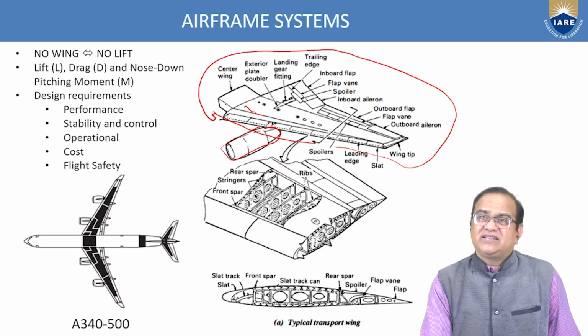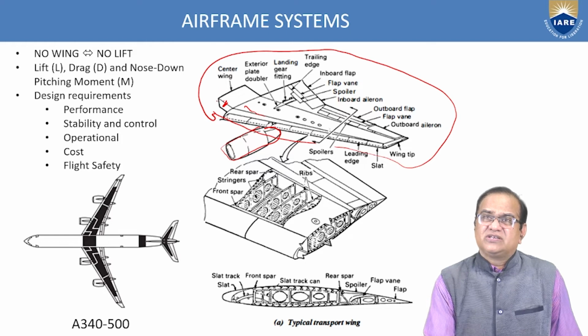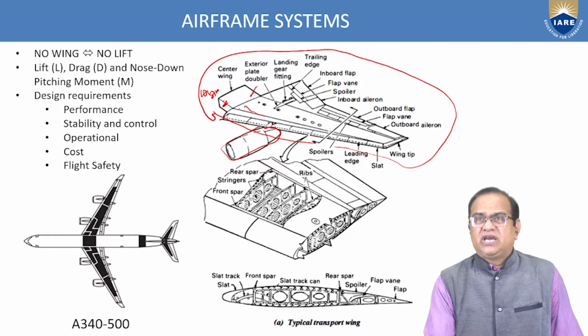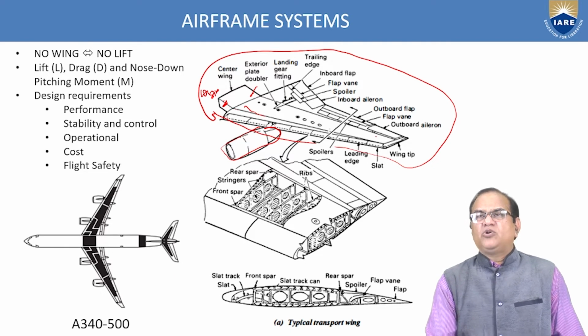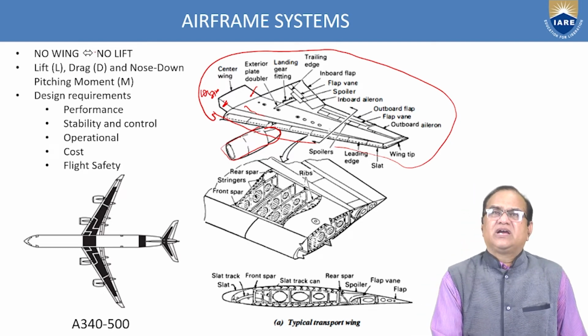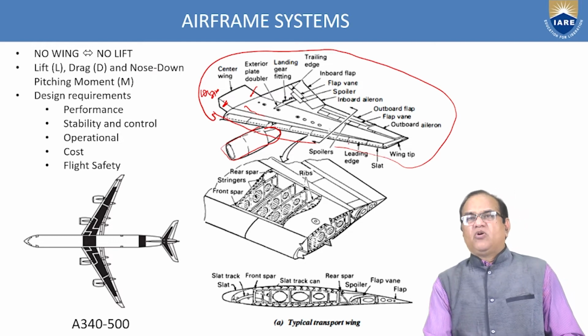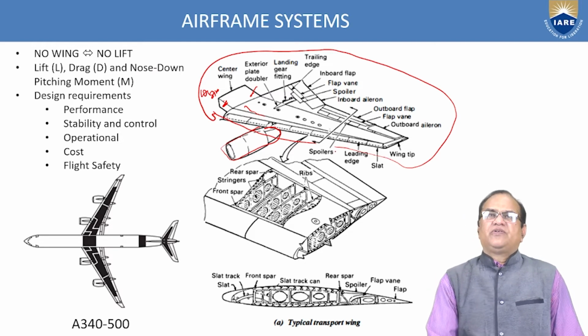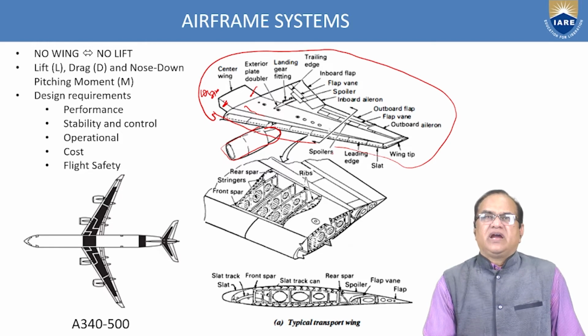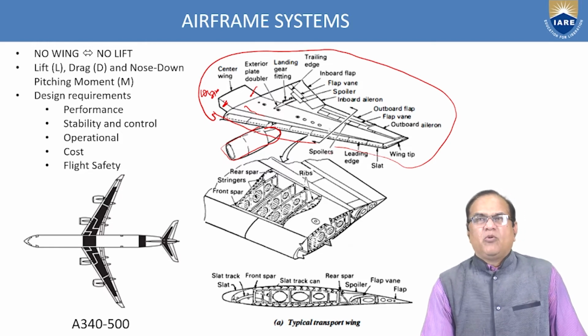This is the center of the wing and this is called the longerons, front longerons. This is called longerons, and this is the rear longerons. So this is a thick metal rod beam moving from here to the tip and most of the load is carried by this wing. So if no wing, no lift. Lift L, drag D and nose down pitching moment.